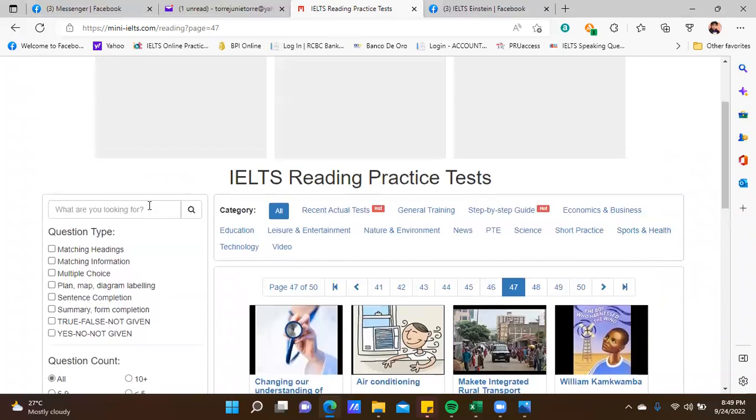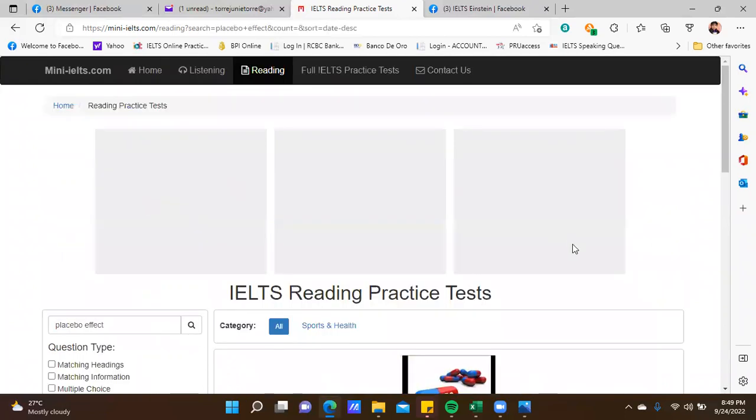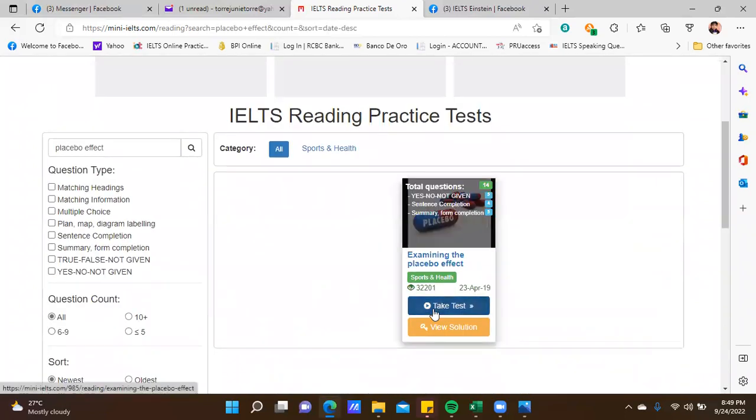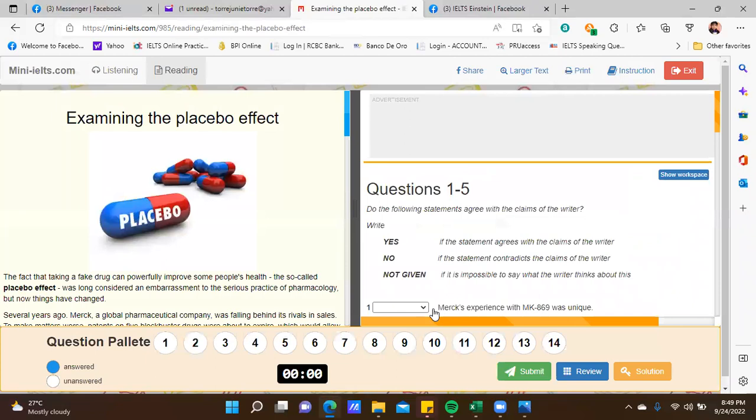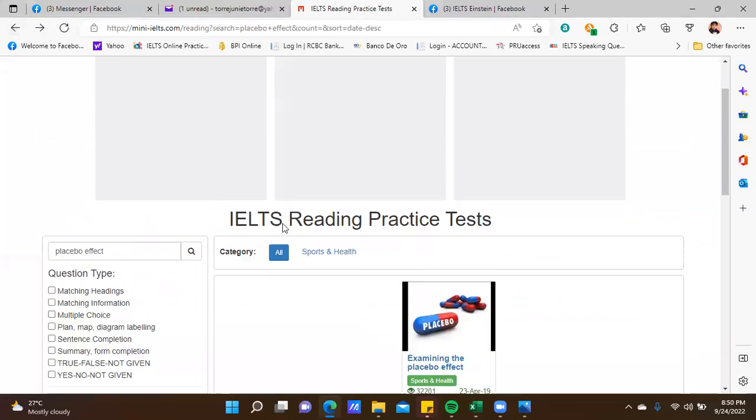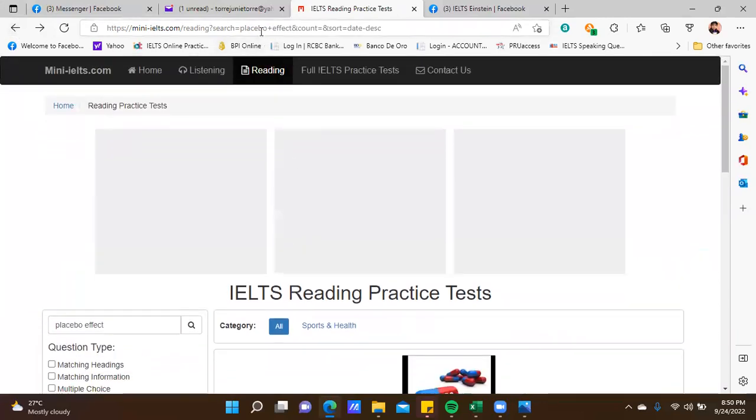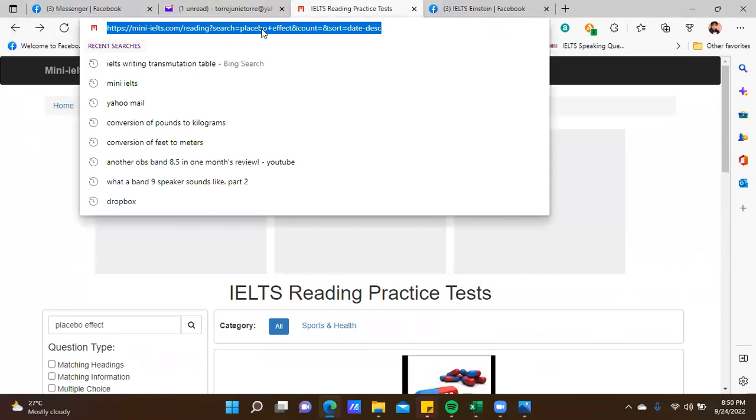Sige, let's now go into the placebo effect. Sige, let's do it that way. I'll look for it and then you analyze. Okay, so time is running. Crystal, this is Mini-IELTS. Are you familiar with this? Crystal, have you done this? Have you seen this before?